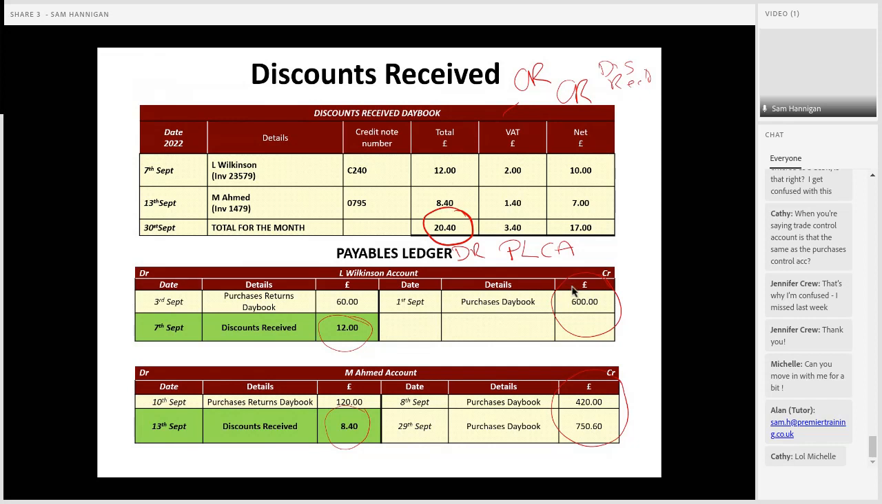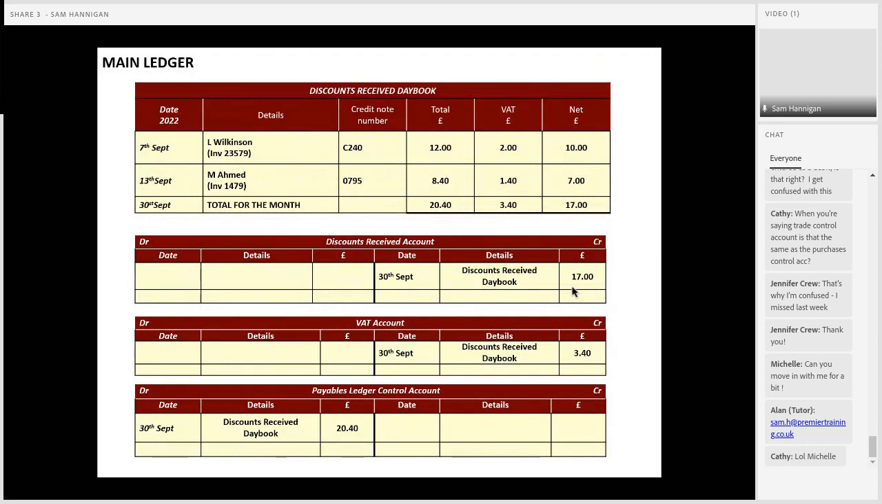Okay then, so moving on with that. You'd then post it to your accounts, just like we've done before. So in your main ledger accounts, don't forget you're posting the totals and you're doing it based on the end of the month. So your credits and your debits should always balance in your main ledger account. Okay.